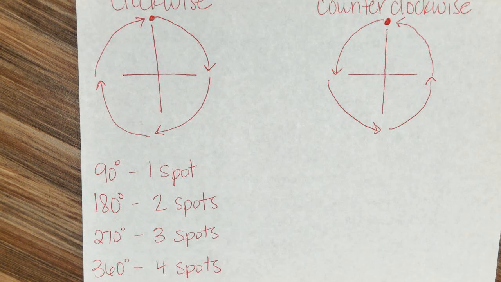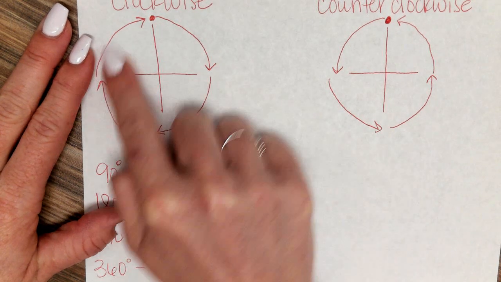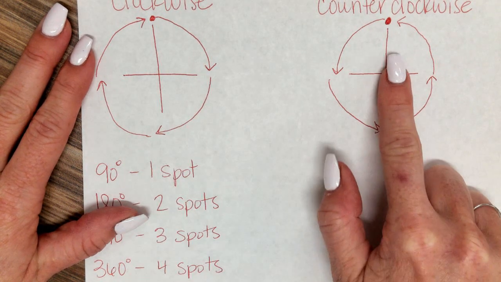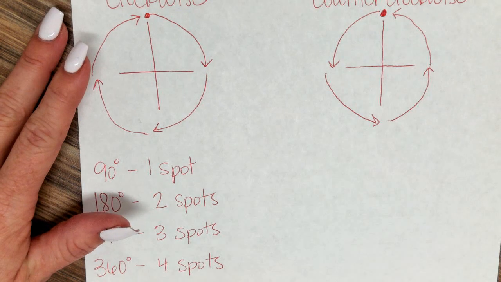Do y'all understand how it moves? It's like a fan. Here's your light kit, and it's just going to move. Clockwise would move like this. Counterclockwise would move like this. Do y'all understand the difference?